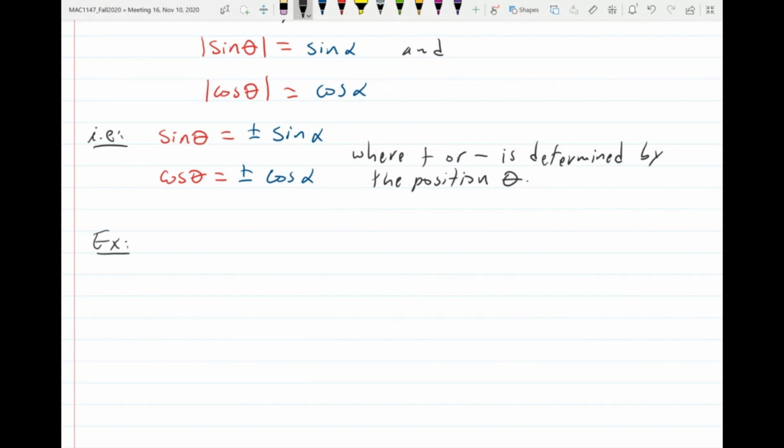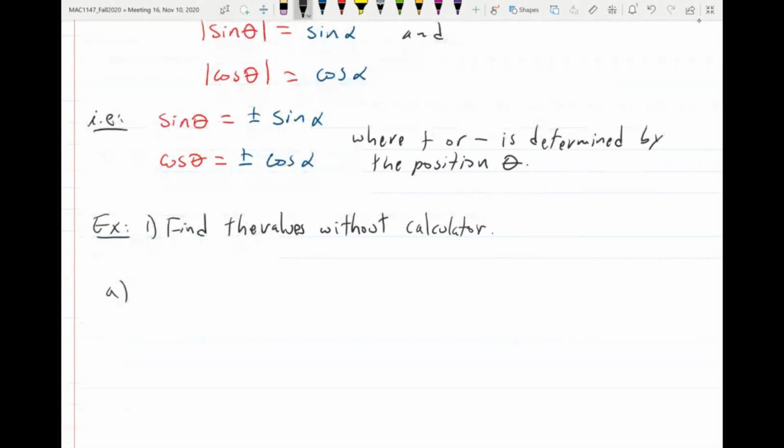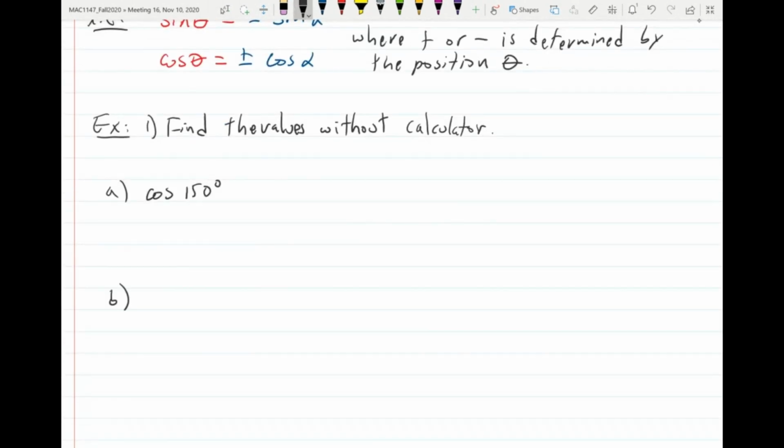All right, so example: find the values without a calculator. Of course, I'm going to give you some angles that you will be able to find. There are some that you cannot, where you have to use a calculator, but whenever we can avoid it, we will. So part A, let's do cosine of 150. And B, let's do sine of 150.